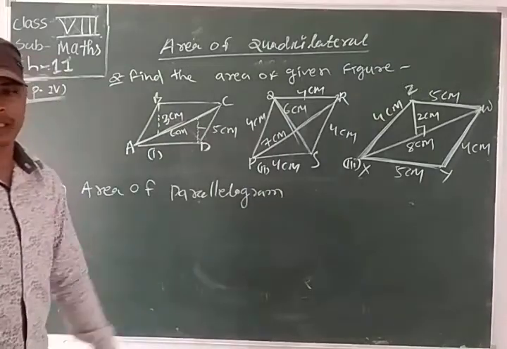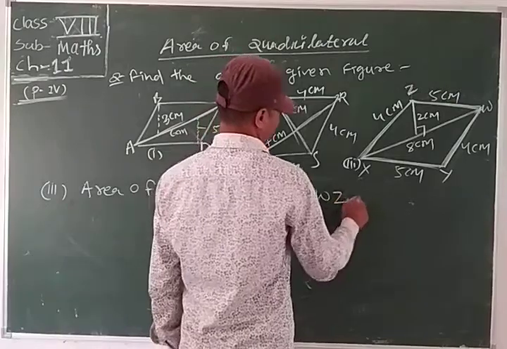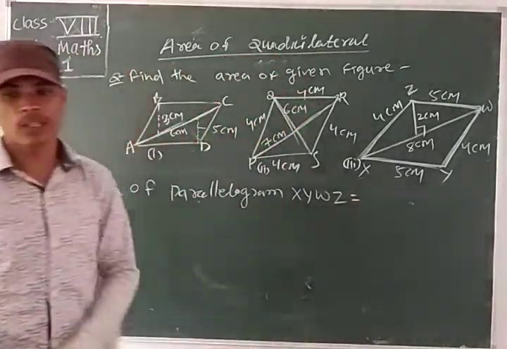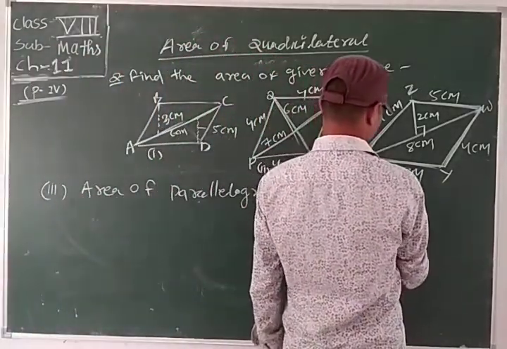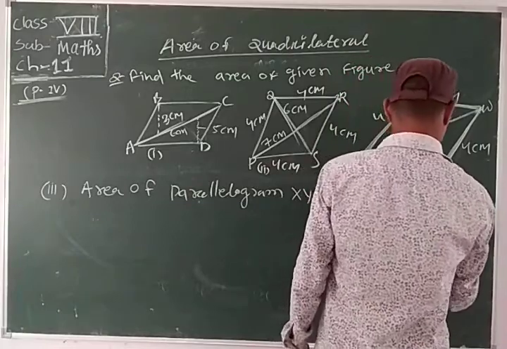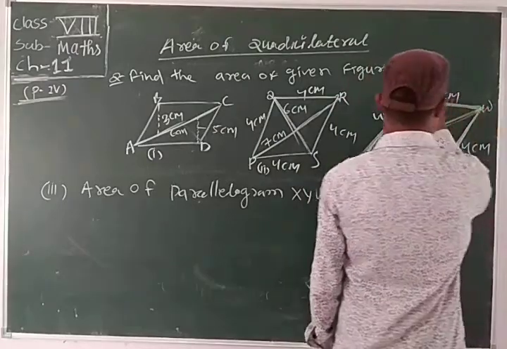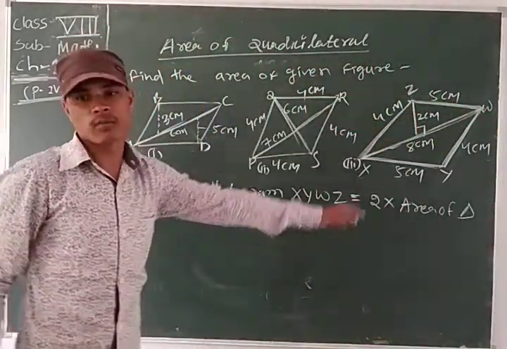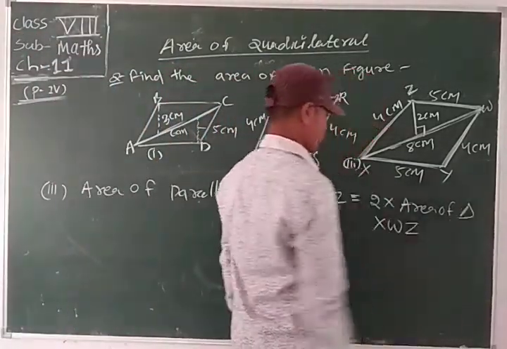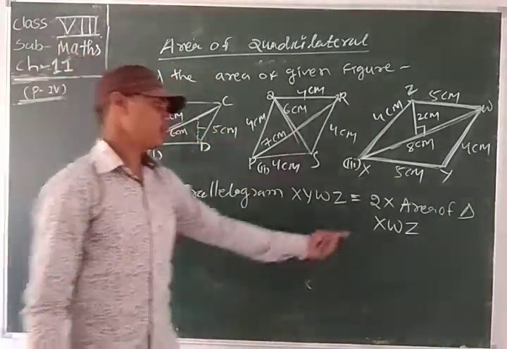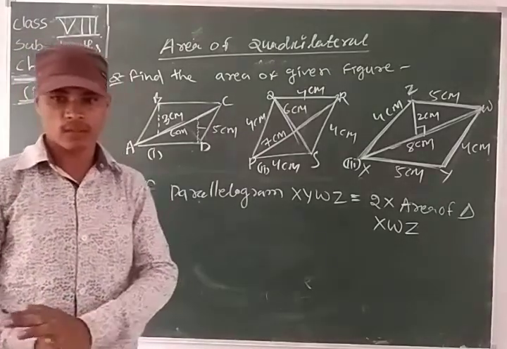Here is parallelogram XYWZ. We know the area of the parallelogram equals 2 into the area of triangle XWZ, because both triangles are the same. That's why 2 into area of triangle XWZ. Then we know the area of the triangle.